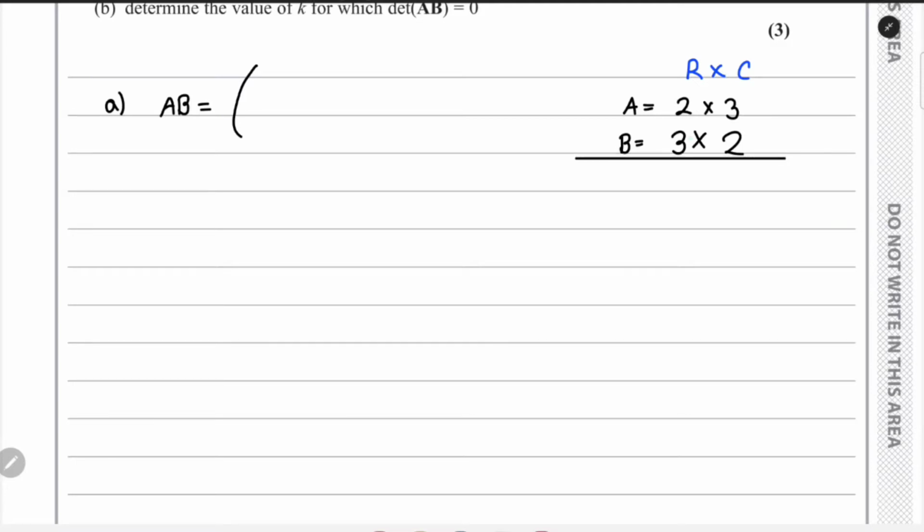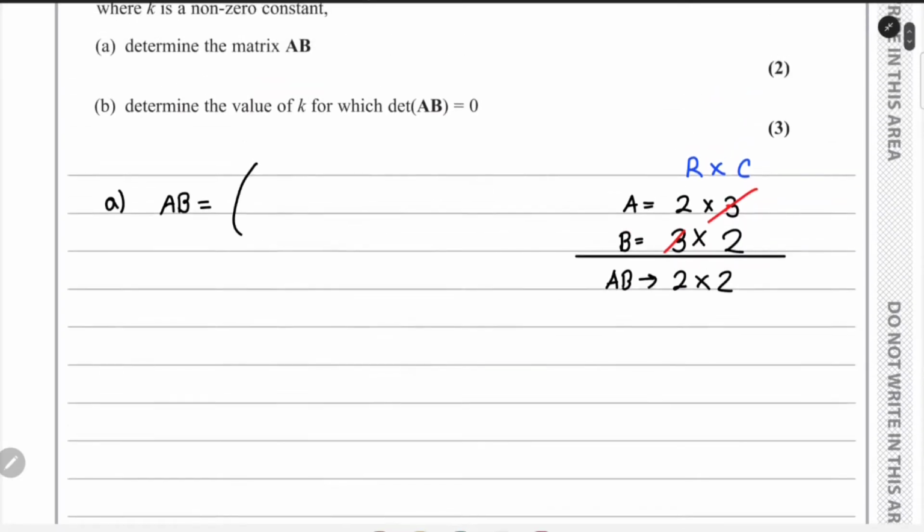Now matrix multiplication is only possible if this value over here, the columns of the first one, and the rows of the second one are the same. In this case both are 3, so we can multiply A and B. There is a product AB. And the dimensions of AB will be 2 by 2, the rows of the first one and the columns of the second one. So AB is a 2 by 2 matrix.